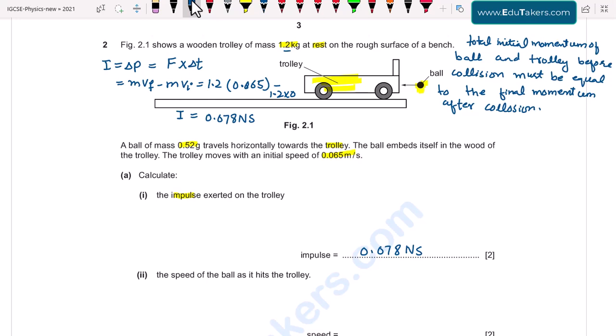So before collision I write that mt is the mass of trolley, and vt is the velocity of trolley. First of all, I write for final, that is after collision. So this is the total momentum of trolley after collision, and I also have to add the total momentum of ball. So it will be mb and vb. It will be equal to the initial momentum.